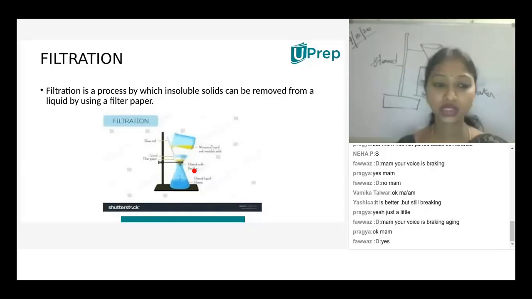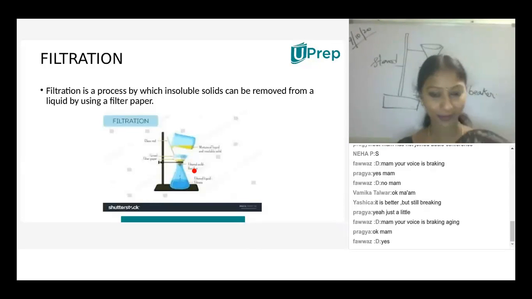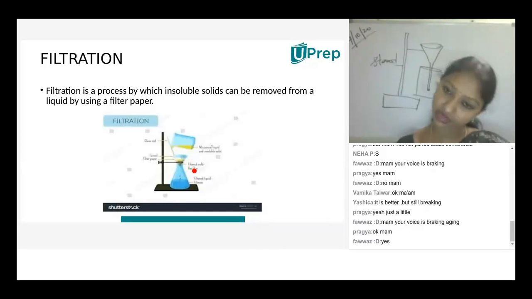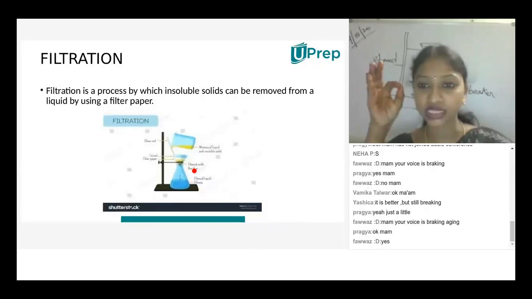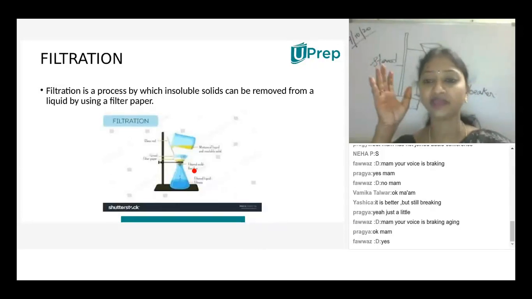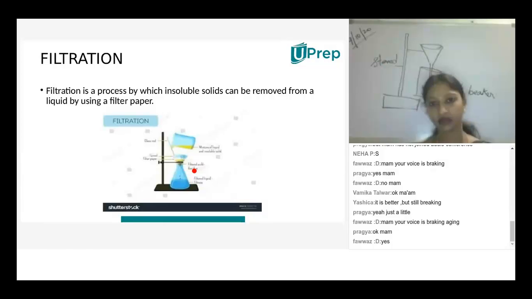Any doubts? Ma'am, decantation is used to separate solid from liquid, right? Yes, definitely. When you go by accuracy, filtration is more accurate than decantation.